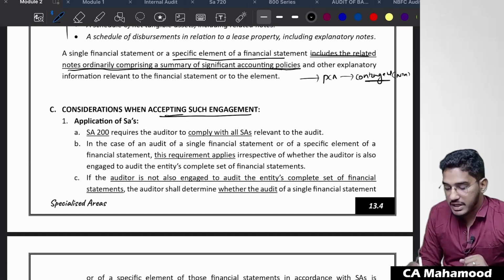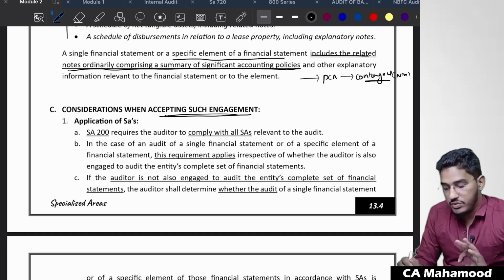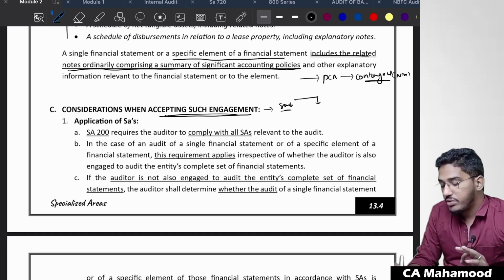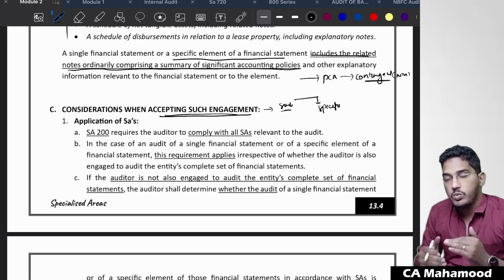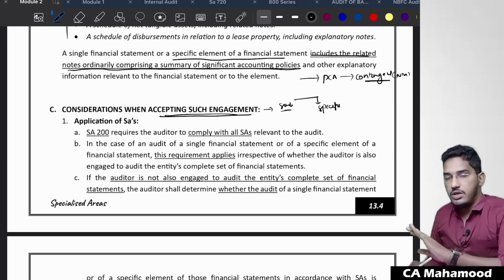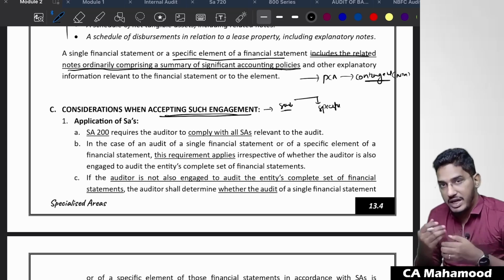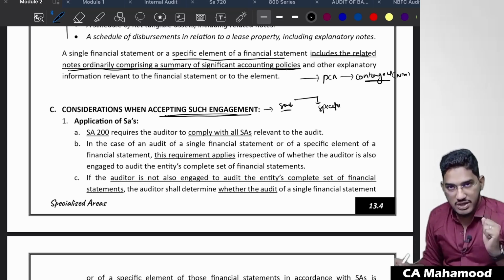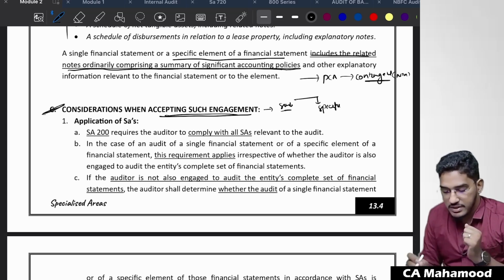When you are accepting such an engagement, if a client is approaching you, saying, sir, we want you to conduct audit of only a single financial statement, or we want you to conduct audit of only a specific element, account or item of the financial statements, whether you should accept such an audit or not, in taking that decision, what factors will you try to keep in mind? Able to understand this paragraph?